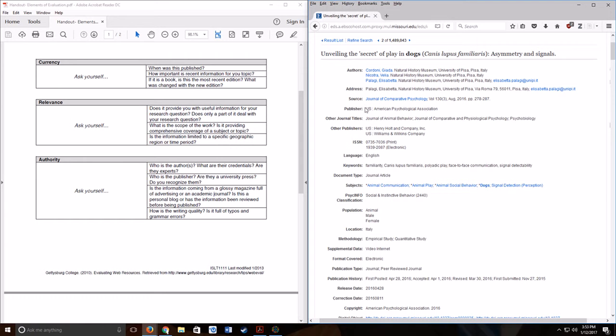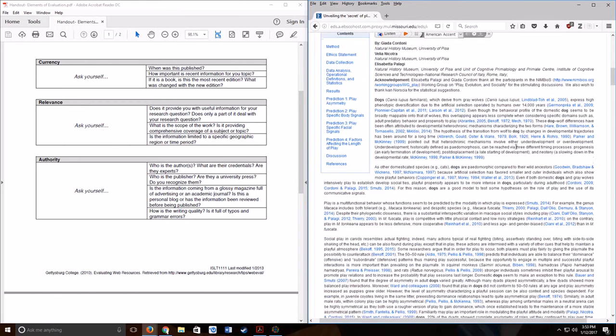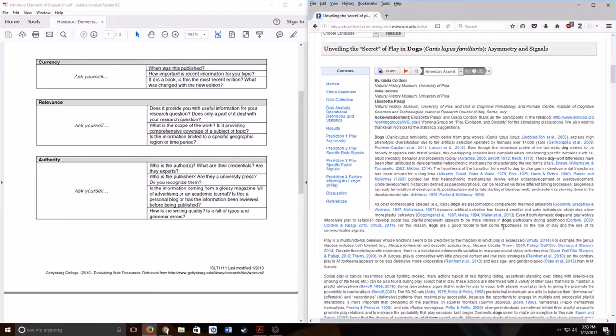We can look at the publisher. It's the American Psychological Association. So you may not know a lot of publishers or publishing houses right off the bat, but it's a good idea to start to become familiar with them. Obviously, the American Psychological Association is very well known, and they would only put out quality information. It's coming from an academic journal, and then you can just skip on down and read through real quick and see how the writing quality is. Theirs is obviously very good, so they don't really have any issues with this.